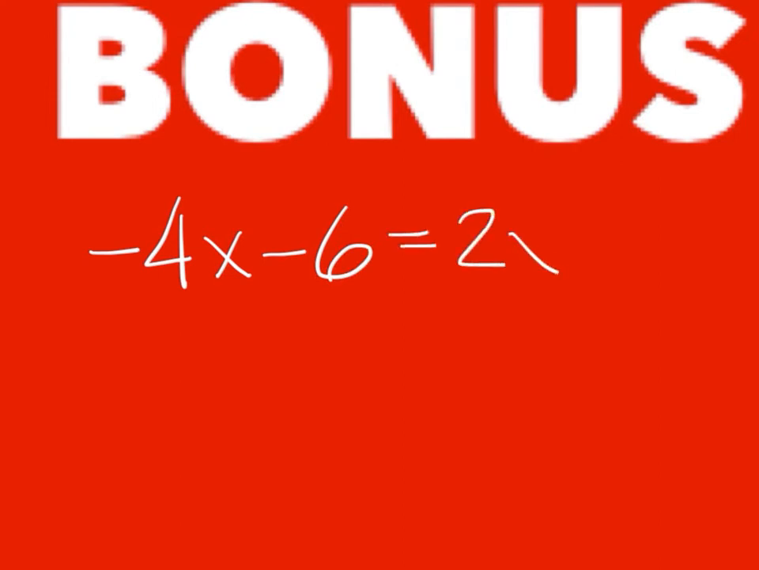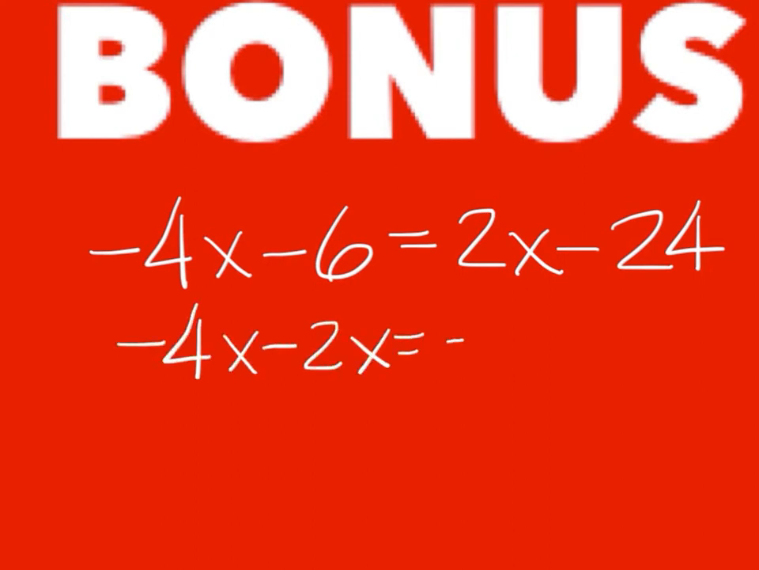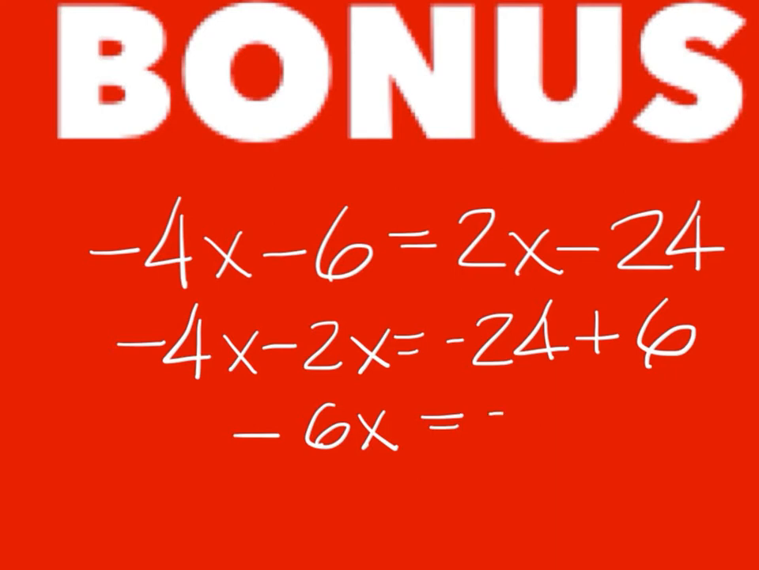The following is a bonus problem for those who have completed the practice problem. The bonus answer is negative 4x minus 2x equals negative 24 plus 6. So negative 6x equals negative 18. x should be 3.